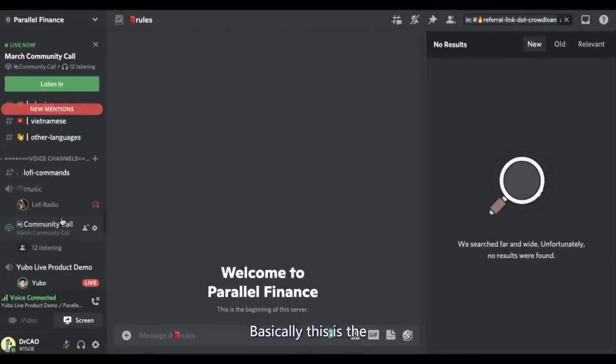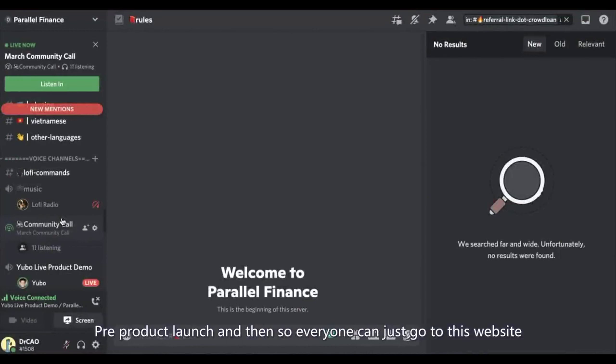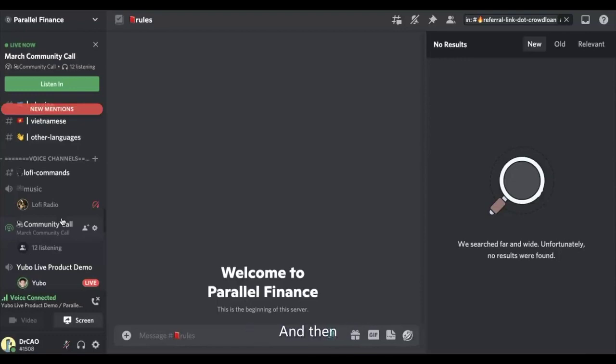Basically this is a demo, pre-product launch, and everyone can just go to this website app, Heiko.parallel.fi. First of all, we have 7 products in total, and I'm going to show you a couple. This is the overview of all of the assets that you have.